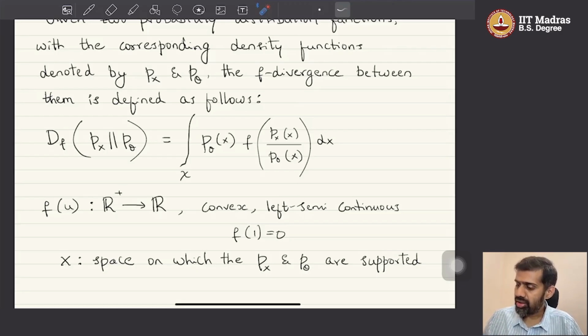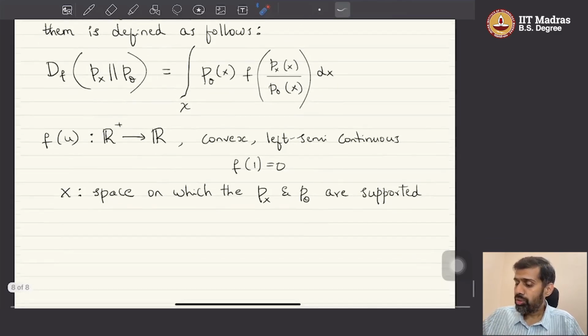Please note that this is a well-defined quantity, because what we are taking here is a ratio of density functions evaluated at the same point. By definition, density functions are non-negative. Therefore, the ratio of two density functions evaluated at the same point is going to be a non-negative, rather a positive, quantity. And the range space of density functions is also scalar. Despite the fact that x here is a d-dimensional random vector, when you evaluate the density function at that particular point, the density function evaluates to a positive real number. Therefore, the ratio of two density functions is another positive real number, and therefore f of a positive real number is well defined. And the f function by definition is a convex function which is left semi-continuous with the value of the function at 1 being equal to 0.